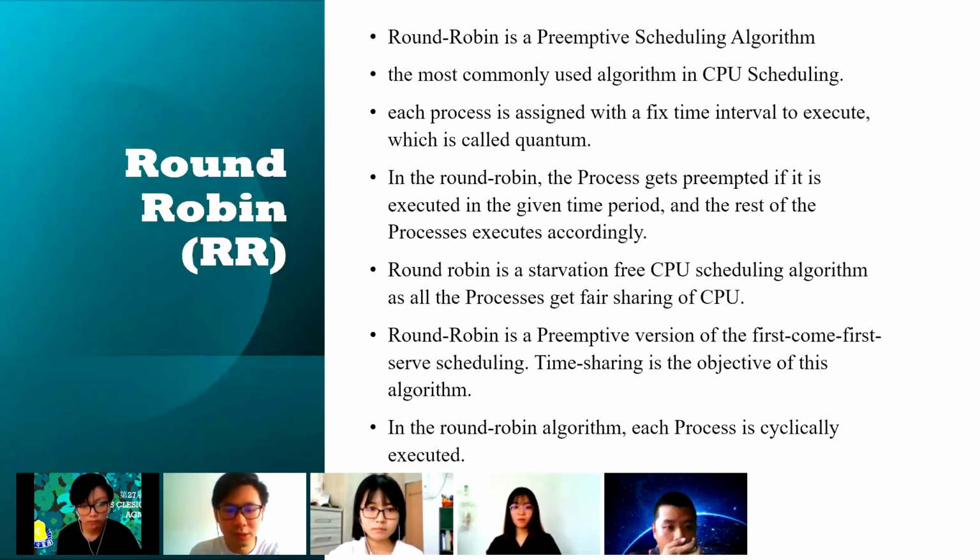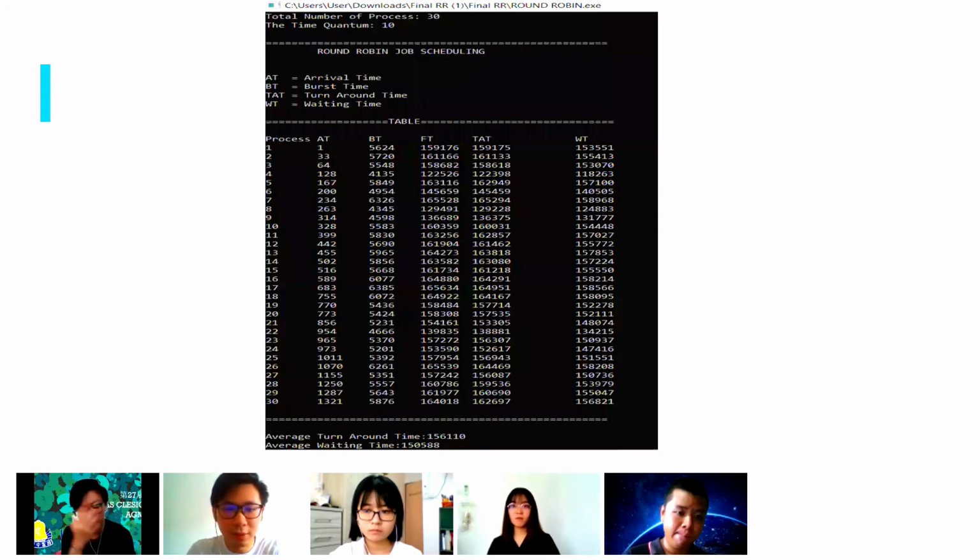Round robin is a starvation-free CPU scheduling algorithm, as all the processes get a fair share of the CPU. Round robin is also a preemptive version of first come first serve scheduling. It involves first come first serve. So in the round robin algorithm, each process is cyclically executed. Next slide. Now the picture shows the result we get from the RR scheduling algorithm.